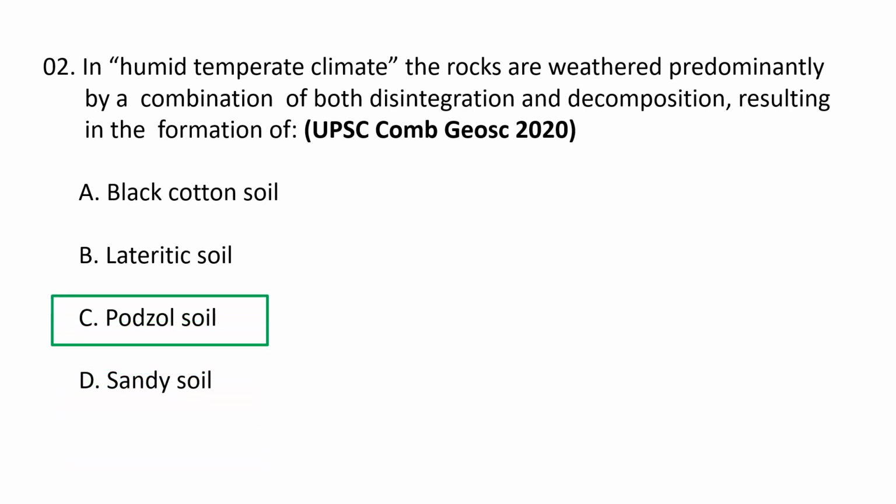In humid temperate climate, the rocks are weathered predominantly by a combination of both disintegration and decomposition, resulting in the formation of podzol soils. Podzolic soils usually form in broadleaf forests, and these are characterized by moderate leaching, which produces an accumulation of clay and to some degree iron that have been transported or illuviated from another area by water.